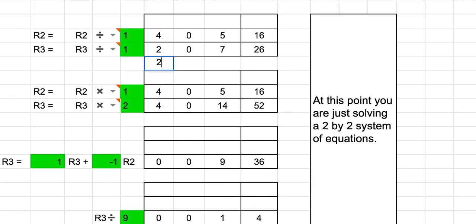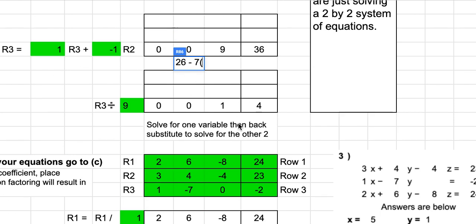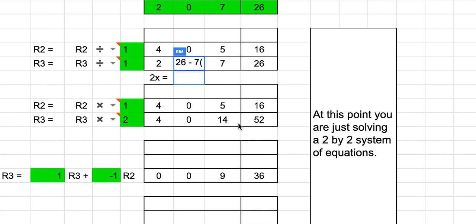So I have 2x equals, and then this 26 here is on the other side, 26, and I'm going to have to subtract off 7z. And z we just figured out is worth 4. Okay, 26 minus 7 times 4. So 26 minus 28 is negative 2. 2x equals negative 2. And x would equal negative 1.